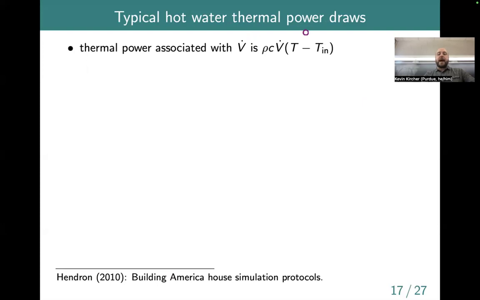To calculate the thermal power associated with water draws, if we have V dot, call it 2 gallons per minute of volumetric flow rate, the thermal power is the density times the specific heat times V dot times delta T. So this is basically m dot times c times delta T, which comes from the incompressible substance model applied to water. Here T is the supply temperature, the tank storage temperature, and T_in is the inlet water temperature coming from the city pipes.